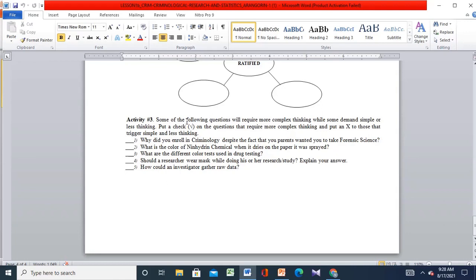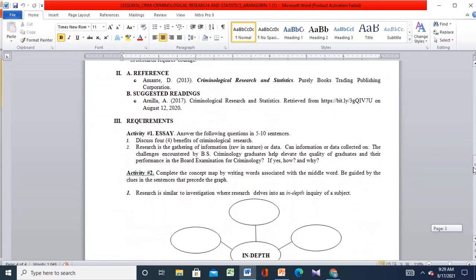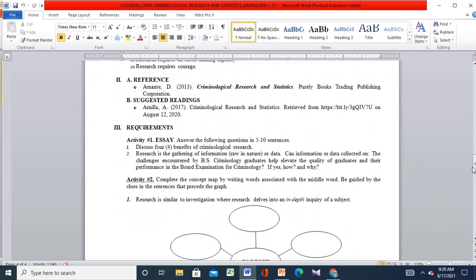It says here, put a check on the questions that require more complex thinking and put an X on those that trigger simple and less thinking. So if you think that the question is complex or complicated, you put a check. And if you think that the question is simple and requires not too much analysis, you put an X. So these are your activities for your requirements in week 1 of criminological research.